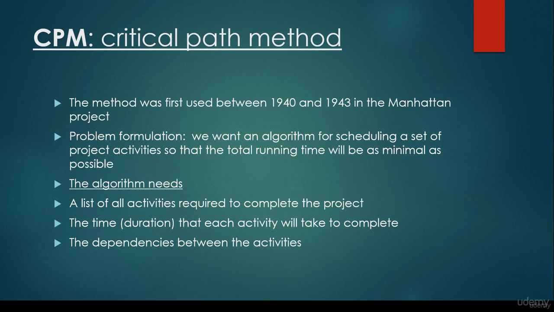So the algorithm needs a list of all activities required to complete the projects, the durations that each activity will take to complete, and of course the dependencies between the activities. And with the help of this critical path method, which relies heavily on longest path method, which relies heavily on shortest path method, by the way, we are able to solve this problem. So that's why shortest path algorithms have several applications, and basically these are the most important ones.